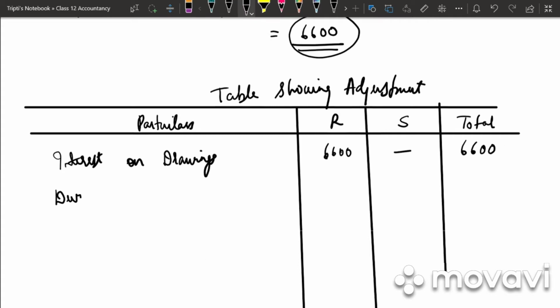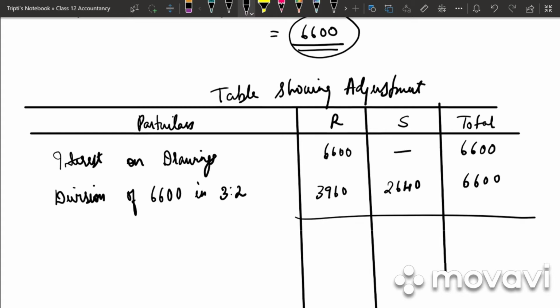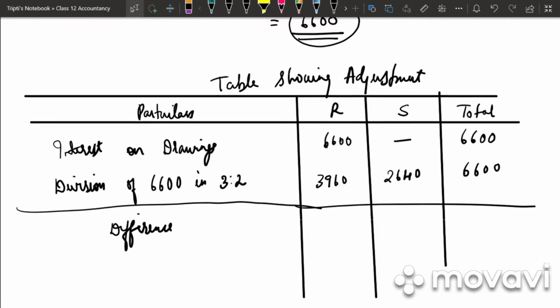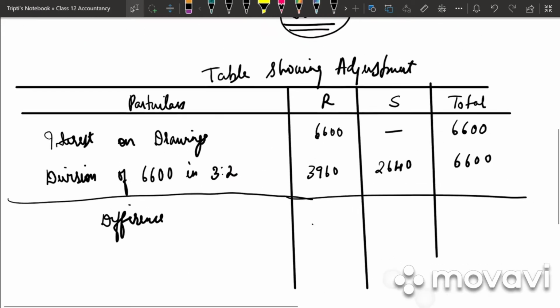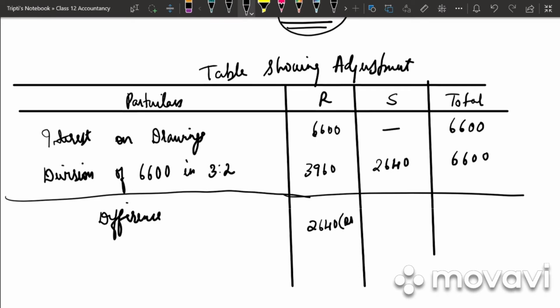And last we will have division of 6,600 in the ratio 3:2. So 6,600 into 3 by 5, 3,960 and 2,640. So what will be the difference? R, it is 6,600 minus 3,960. It is 2,640. That is a debit balance. And 2,640 for S, that is a credit balance.